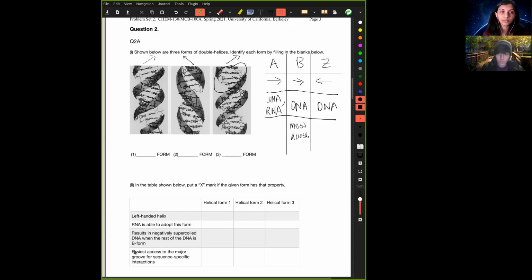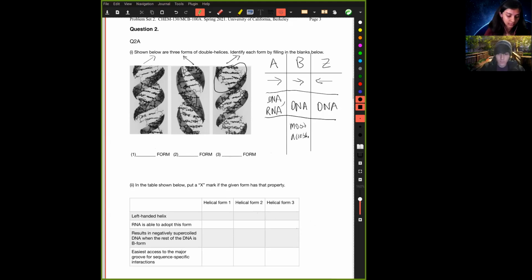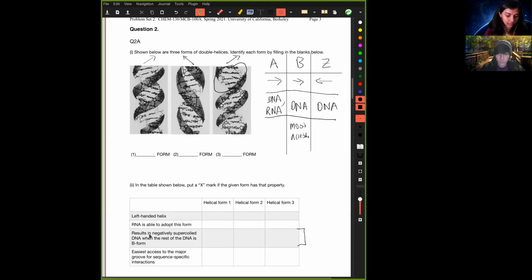So again, all of this is just stepping through this list of properties that we already know for each of the helices and filling it in accordingly. One thing I do want to point out in particular, though, is that for the third part of the question, it says that it results in negatively supercoiled DNA when the rest of the DNA is in B form. And the way I want you to think about that is that if the DNA is negatively supercoiled, then does that mean that the DNA is overwound or underwound?